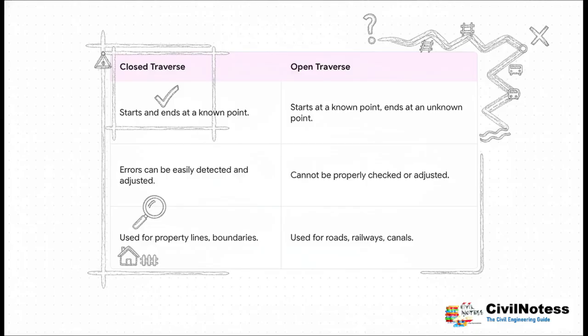An open traverse, on the other hand, is like a one-way road trip. You start at a known place, but end somewhere new. It's great for things like roads or railways, but you lose that built-in error check, which can be a problem.